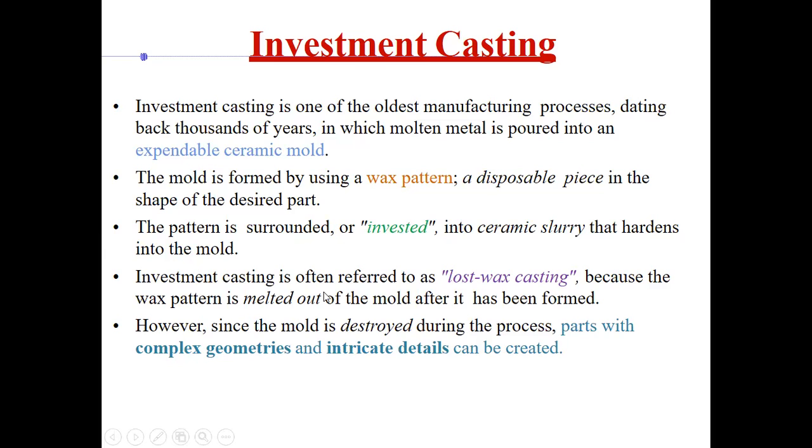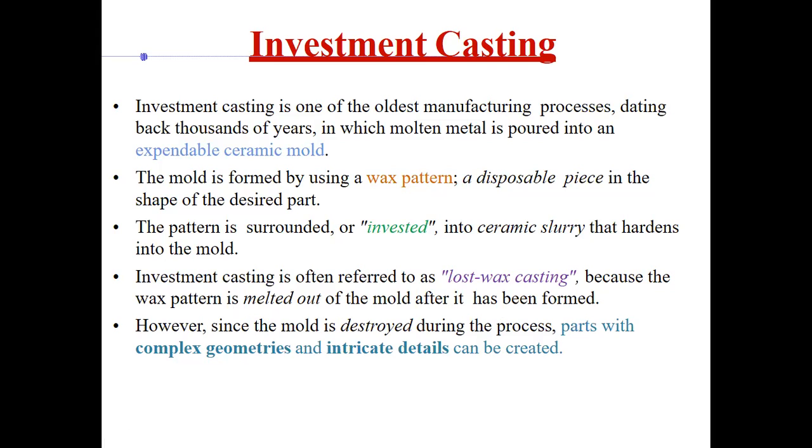Investment casting is often referred to as lost wax casting. Why? Because the wax pattern is melted out of the mold after it has been formed. Okay, we'll see the process. The wax will be melted out. That is why it is also called lost wax casting. However, since the mold is destroyed during the process, parts with complex geometries and intricate details can be created. Right? This is one significant advantage of this casting process, that very complex geometries and intricate details can be created, like jewelry. Jewelry is made with investment casting.